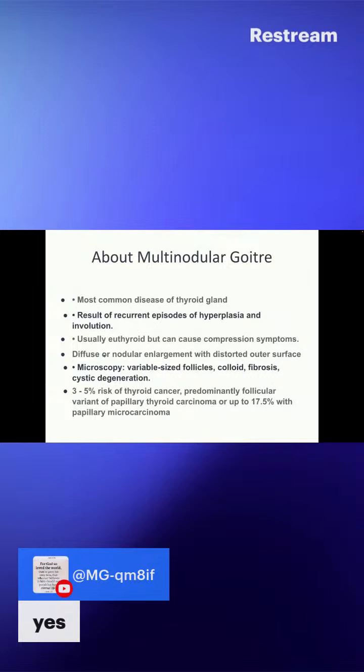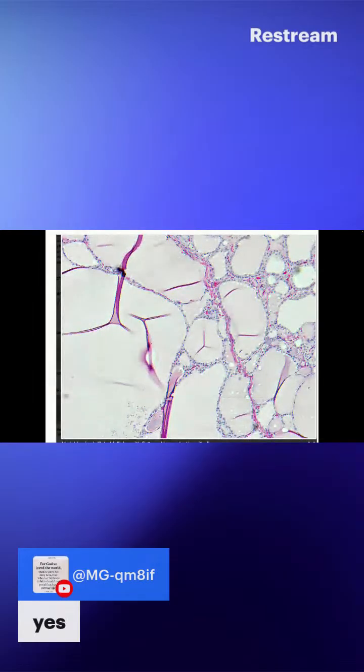So that's why you would see a wide range of clues that this is a multinodular goiter. First of all, this patient presents as euthyroid, but they can have compression symptoms because the goiter can be very, very large and compress other structures like the trachea and the esophagus. Microscopically, you can see variable size follicles, colloid, fibrosis, and cystic degeneration.